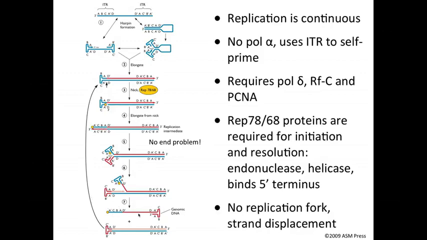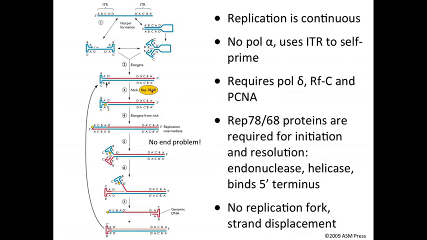So this is continuous replication. You don't need any discontinuous replication. It's all continuous 5' to 3' in one direction. We don't need polymerase alpha to make primers. You don't need a primase. It uses the inverted terminal repeat right here to self-prime. All it needs is polymerase delta, RFC, and PCNA to make that sliding clamp.